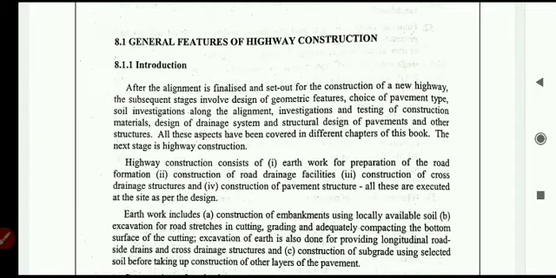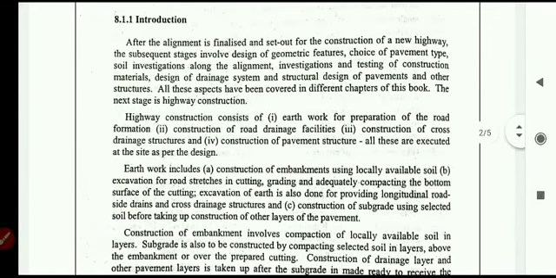In this concept we have two phases. The first one is earthwork, the second one is construction of drainage facilities, and we also have two more concepts here: construction of cross drainage structure and construction of pavement structure. These components are all very important, because the pavement is constructed on the surface of the ground itself, that is the soil strata.